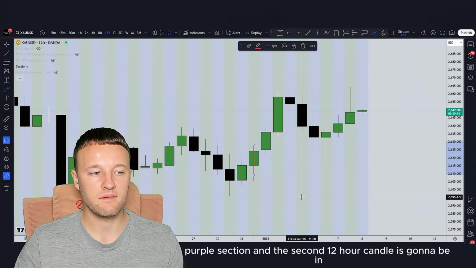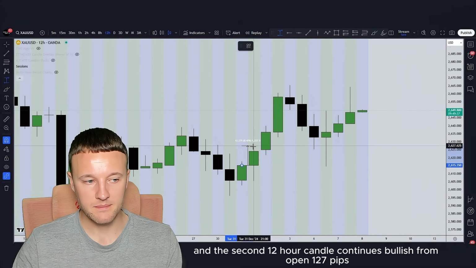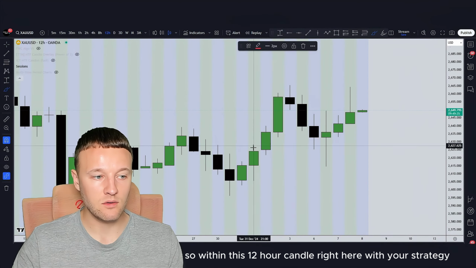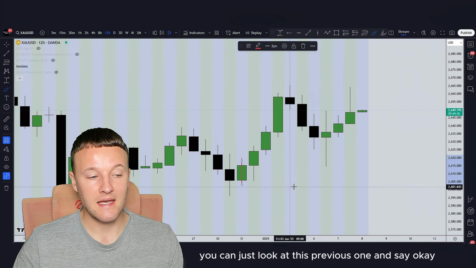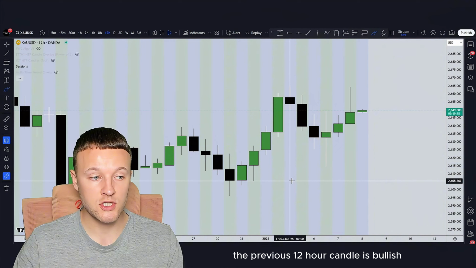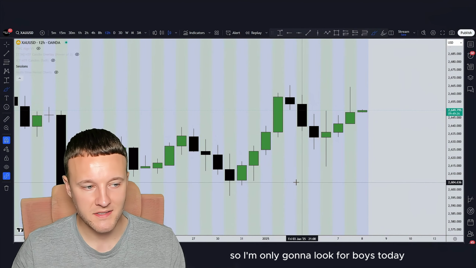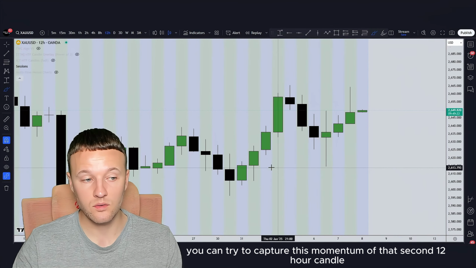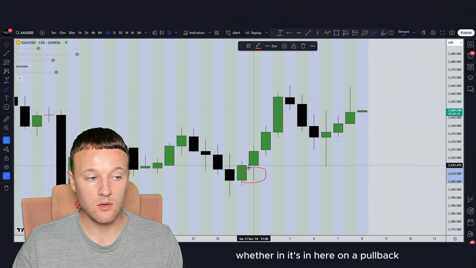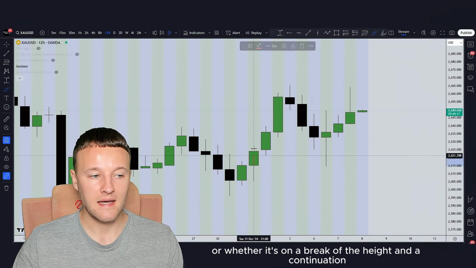In this example, we have a bullish first 12-hour candle of the day, and the second 12-hour candle continues bullish from open 127 pips. So with your strategy, you can just look at the previous 12-hour candle and say, okay, it's bullish, so I'm only going to look for buys today. And then you can try to capture the momentum of that second 12-hour candle, whether it's on a pullback or on a break of the high and a continuation.